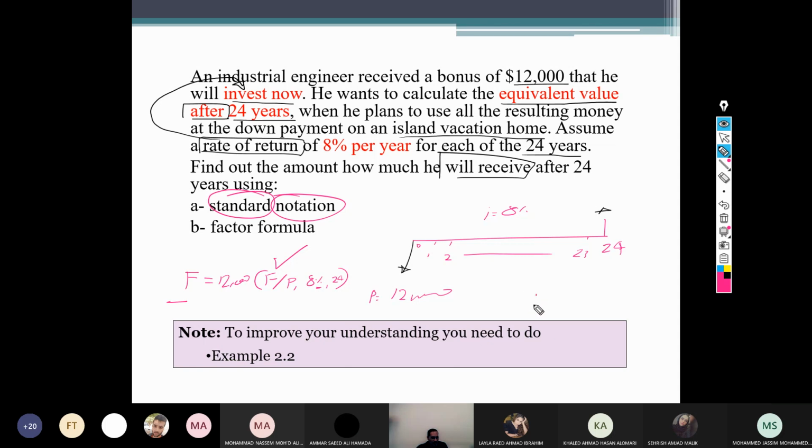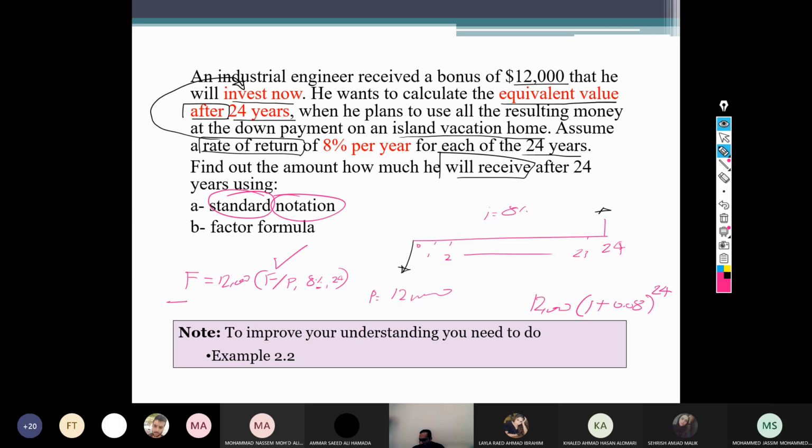guys, to the power of what? I'm looking for the future, right? 24. Okay, guys, I think we should stop here because it is sufficient what we took up to now. Just to have a quick recap. Okay, thank you very much.